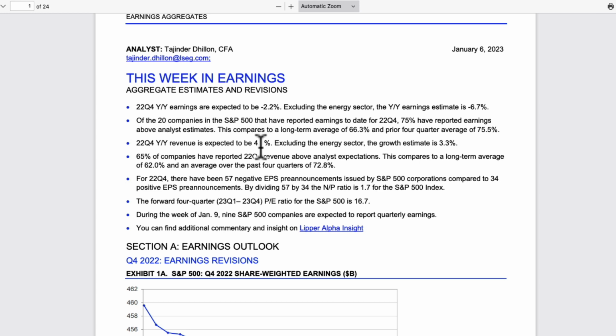Real revenues are significantly lower. Excluding the energy sector, growth is estimated to be 3.3%. So if you exclude the energy, we can probably use core as a proxy. Core is about 5%, so we can see that we do have some either zero or negative real growth in revenues.